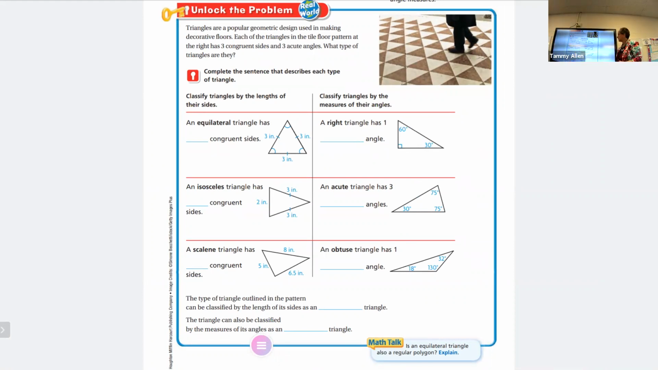We have previously talked about triangles. We're going to talk about one more thing in triangles, Evan. Today's lesson should be a lot of review. We've talked about how to classify triangles by the measure of their sides. We've talked about how to classify triangles by the measure of their angles.